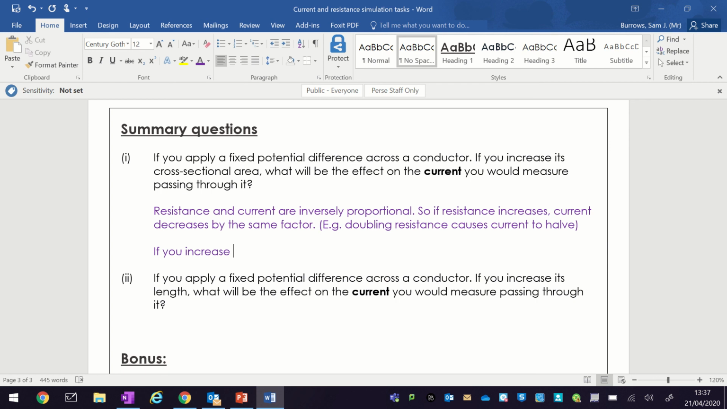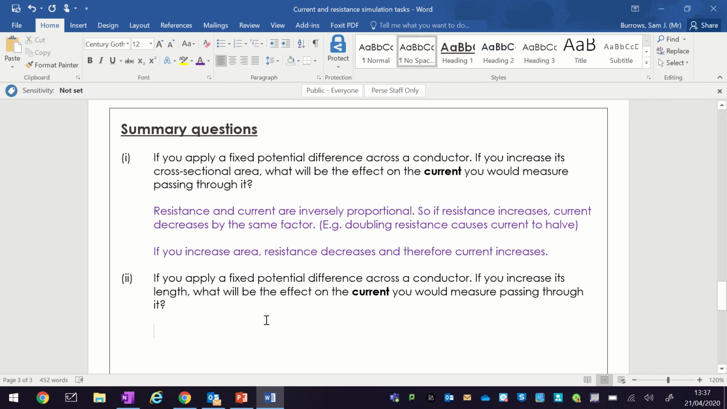So increase area, resistance decreases, and therefore current increases. If we have a bigger cross-sectional area, we expect current to be bigger. If you think of it like a pipe, if you have a wider pipe, you can get more water through it every second. So a wider wire means we can get more charged particles through it every second. That stands to logical reasoning.